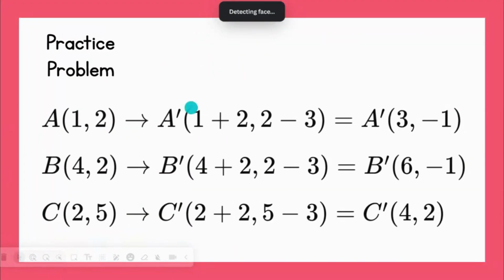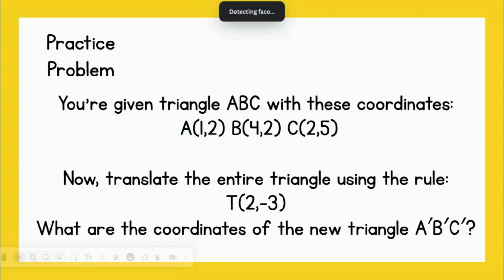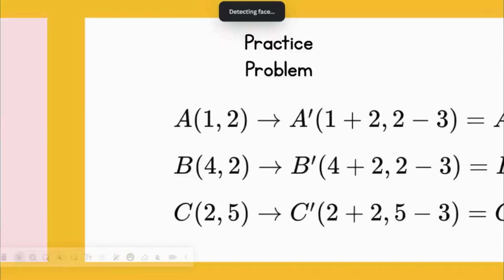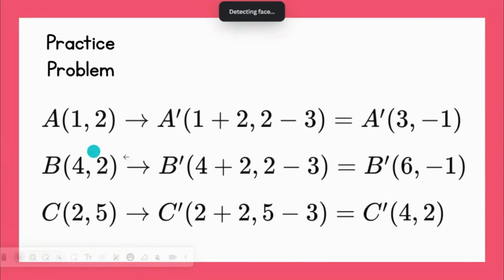So putting it in the correct form, we have A is 1, 2. So that means that A prime is 1 plus 2, 2 minus 3. B is 4, 2. B prime is 4 plus 2 and 2 minus 3. And B prime would be 6, negative 1. C is 2, 5, and C prime is 2 plus 2 and 5 minus 3. C prime is 4, 2.